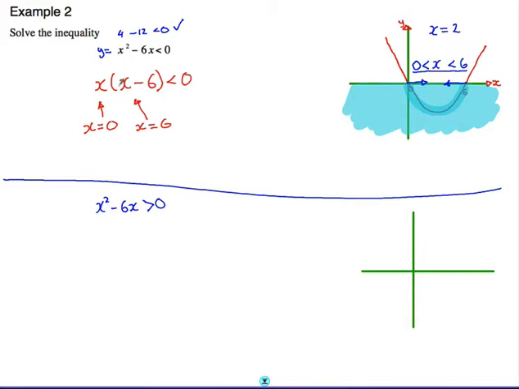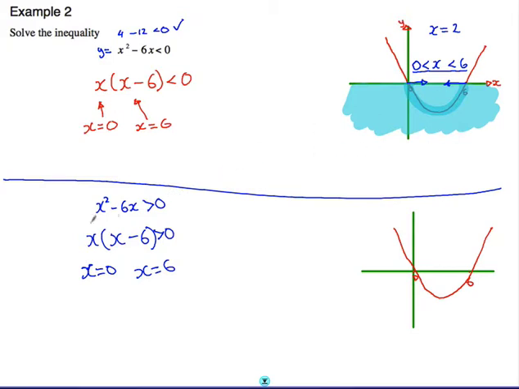Okay, so we've already done the hard parts. We've factorized it. We've solved the roots. So the roots for this are going to be the same as that. I mean, if you really like, you can factorize it again. Greater than 0, x is still the same, x is 0, and still the same, x is a positive 6. So it will definitely cross at 6 and 0, and our line would still go through 0 and 6. But this time the inequality is asking us where x squared minus 6x is greater than 0.